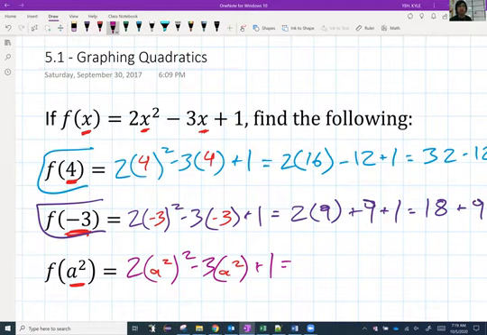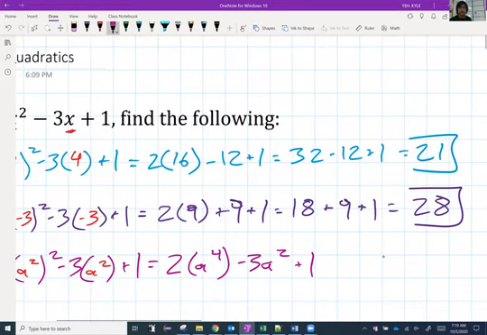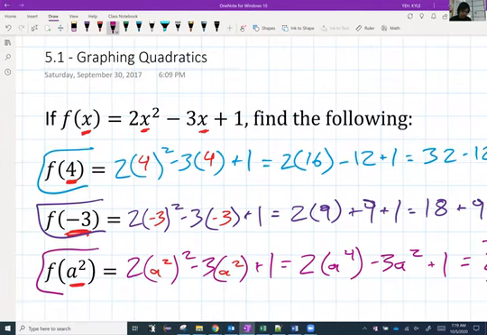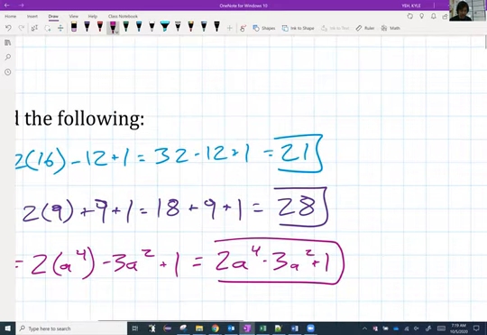So 2a squared squared. A squared squared is a to the 4th, minus 3a squared plus 1. And you can see, as we were discussing, it isn't something we can simplify down to just a numerical answer. Our final answer is going to have a's in it because we didn't know what a was at the beginning. So there's no way to simplify the a's at the end. f of a squared for this function is equal to 2a to the 4th minus 3a squared plus 1.